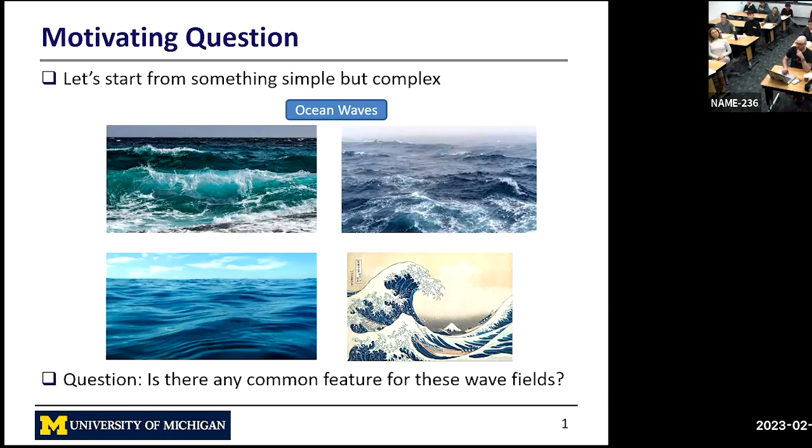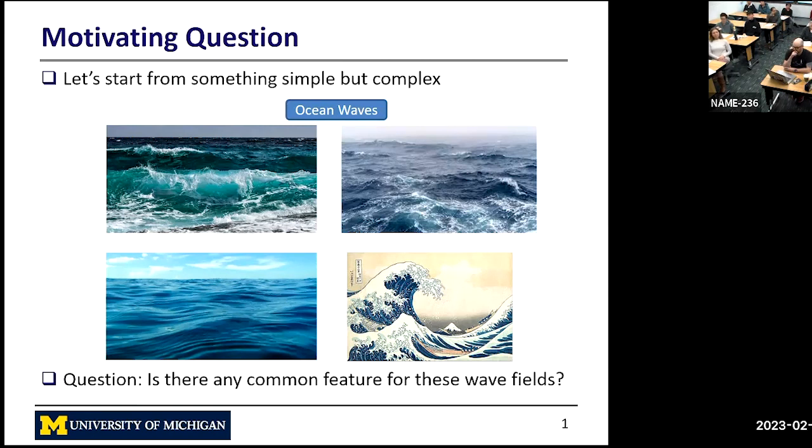All of these look very different. You see that we have a pretty smooth field, or we could have a breaking wave with whitecapping or with wave overturning. But the question that I'm going to ask here is whether there exists some common feature for all these wave fields.